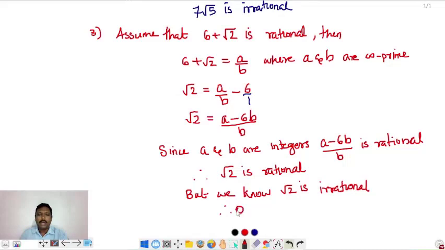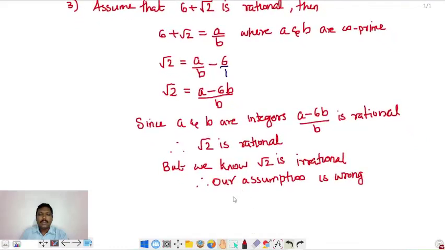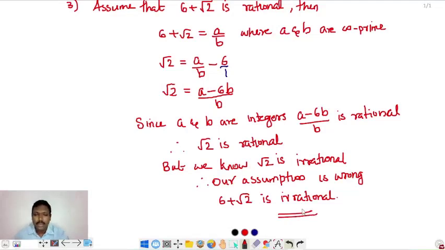Therefore our assumption is wrong. What we have assumed is wrong. That means 6 plus root 2 is an irrational number. It is not a rational number. Thank you children.